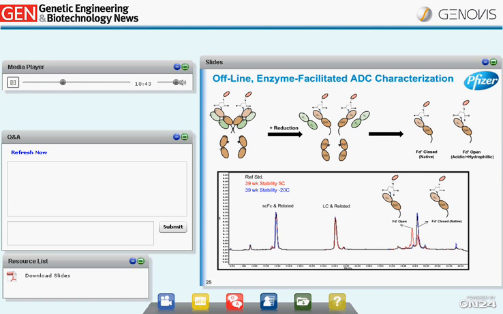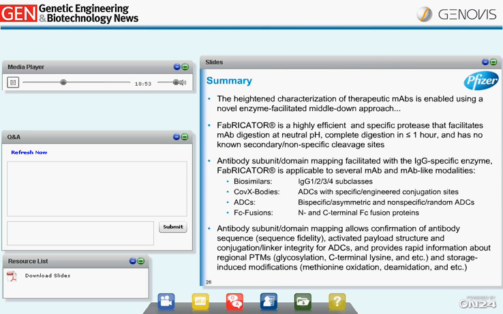This depicts another example where the enzyme is quite powerful to get at the integrity of a linker or the integrity of our antibody drug conjugate. To finish up, I'd like to summarize the use of this enzyme, where heightened characterization of therapeutic mAbs is enabled using this novel enzyme. FabRICATOR is an excellent and very specific protease that facilitates mAb digestion, and not just mAb, but mAb-likes, so ADCs, Fc fusions, COVEX bodies, and a number of other mammalian-derived modalities.